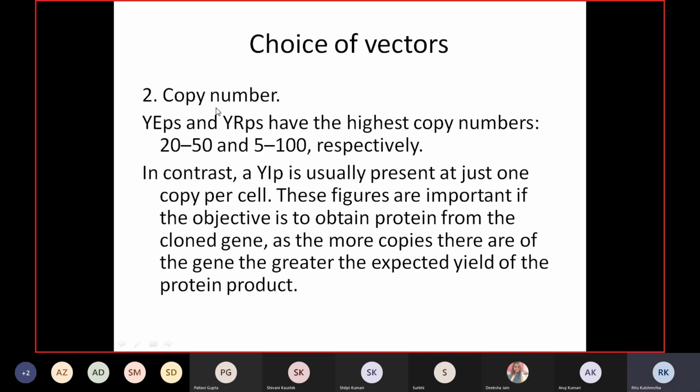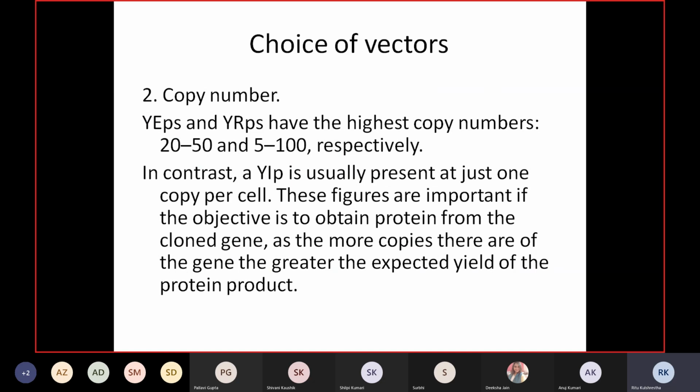Then comes the copy number. I told you that YEPs have around 20 to 50, RPs, that is the replicative ones, have up to 100 copy number. But these integrative plasmids, you can understand, because they are integrating into the genome, their copy number is just 1. So their copy number is very, very low.